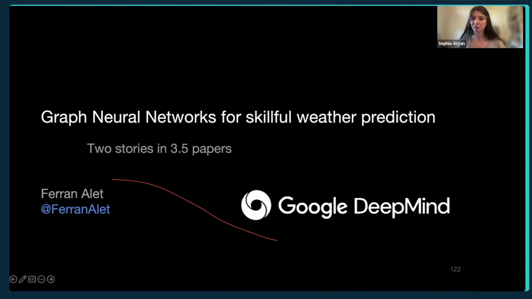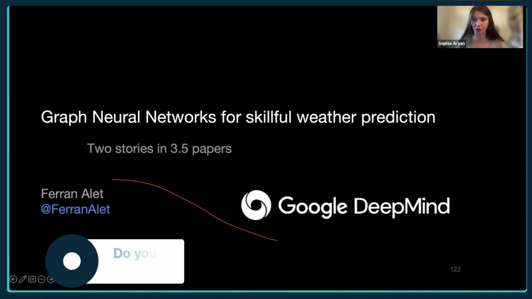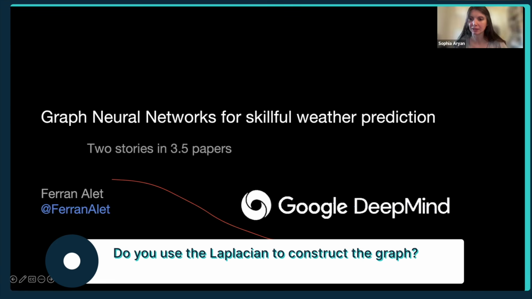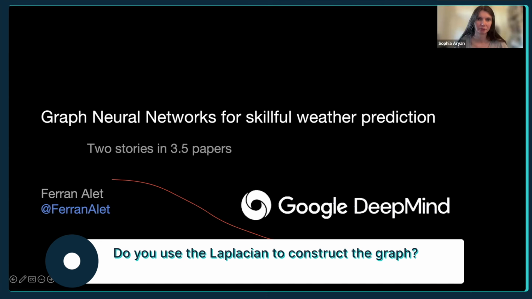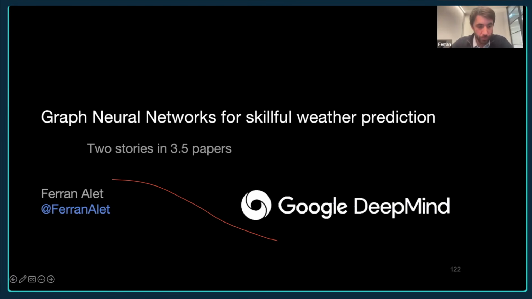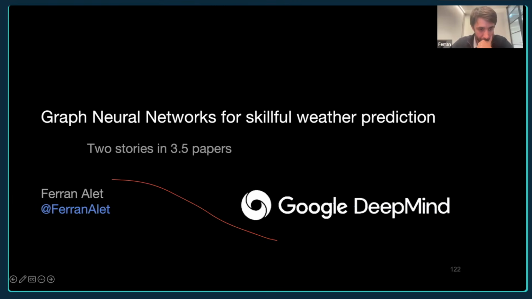Let me start with early questions. So Neeraj is asking, do you use the Laplacian to construct the graph? No. So the graph is implicitly affected by the Laplacian. Let me see. So I'm guessing this is about the first paper.